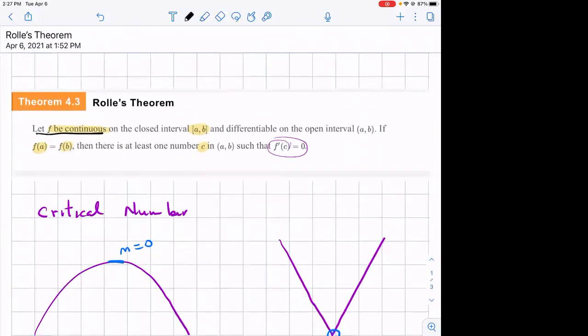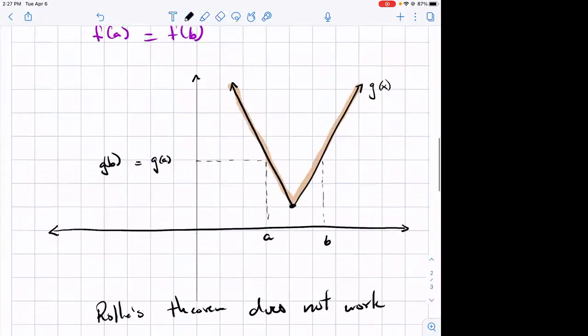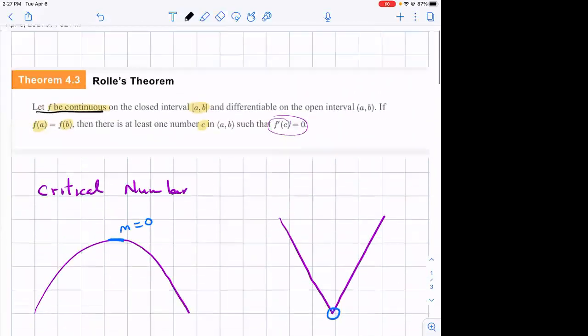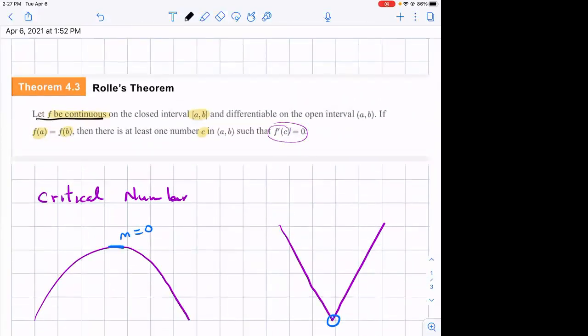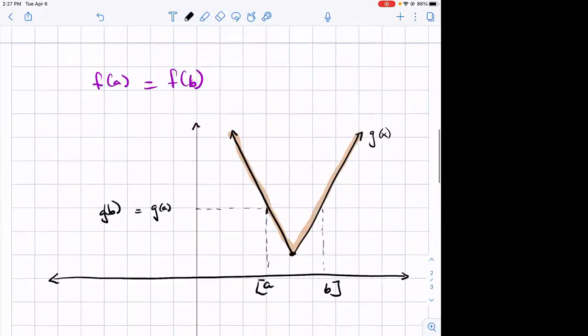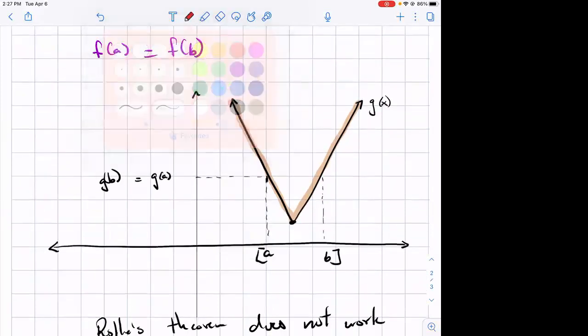Now, it is continuous on a closed interval. So here is a closed interval, and it is differentiable on the open interval. We're only concentrating on this interval here, right? Is the function differentiable at every single point on that red line? Yes or no?